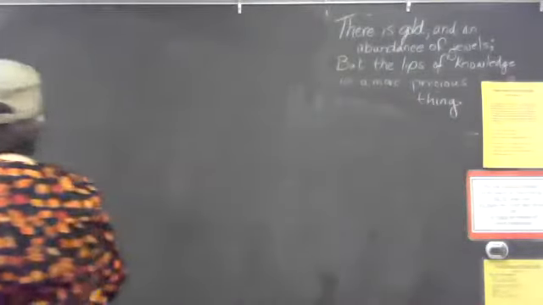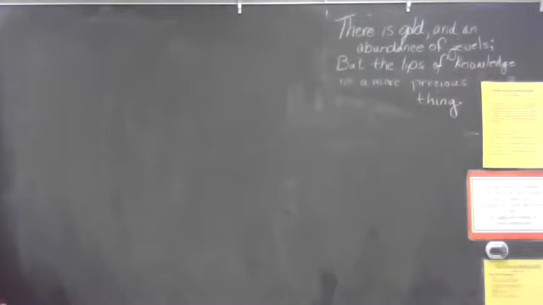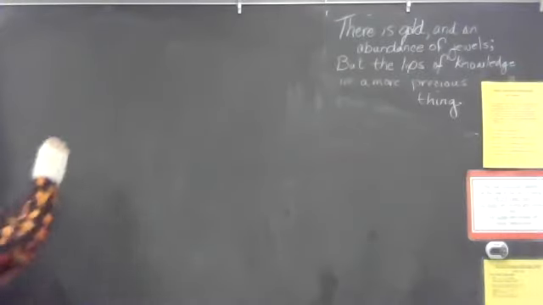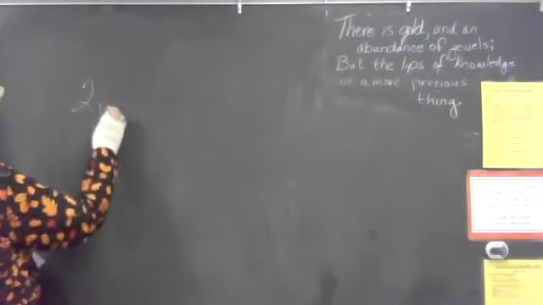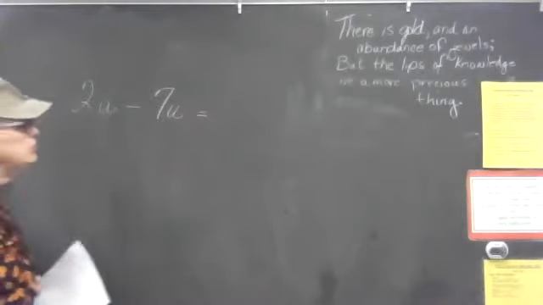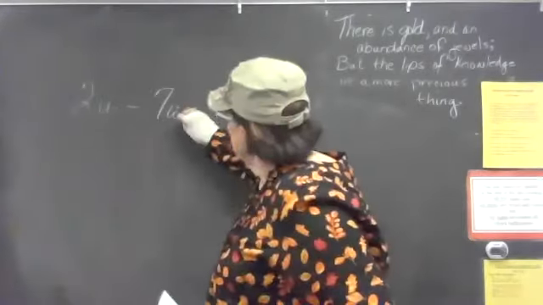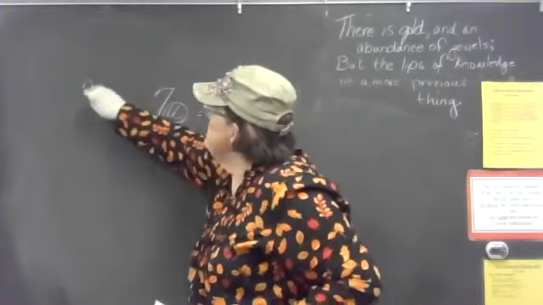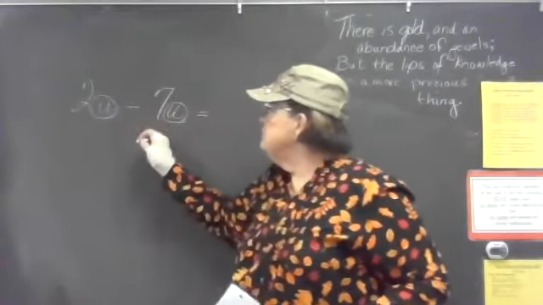We'll be adding and subtracting polynomials today. The whole key to adding and subtracting polynomials is that we are going to gather up the like terms, period. So if I have something like 2u minus 7u, the common terms that we're talking about is the u, okay? If these match, then they are common terms.